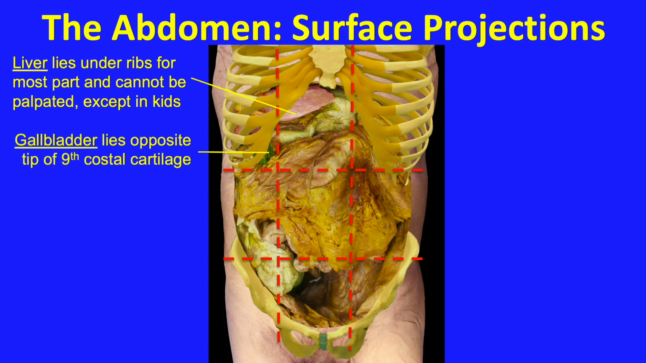The gallbladder lies opposite the tip of the 9th costal cartilage. Constant pain that does not dissipate in this region needs to raise awareness that the patient may be suffering gallbladder disease. That is, a stone is blocking the bile exit and requires surgery, called a cholecystectomy, or removal of the gallbladder. Look where the stomach is located, in the epigastric region.